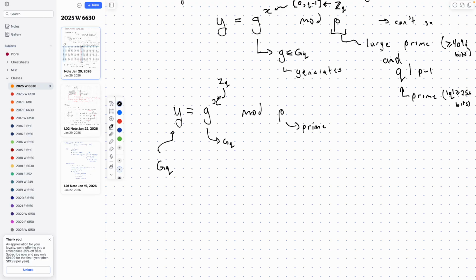Now, there are some operations I could do where I leave GQ. The simplest is addition. If I do g plus x, then I'm no longer necessarily in GQ. I'll stay in ZSRP, but I won't necessarily be in GQ. We're never going to do that. So you're never going to see additions unless they're in the exponent. The only things you're going to see are multiplications or exponentiations.